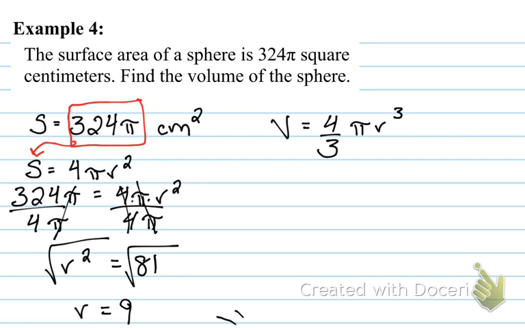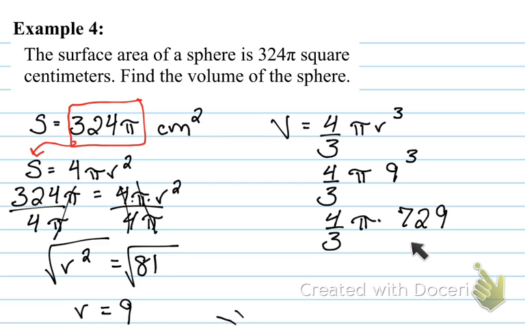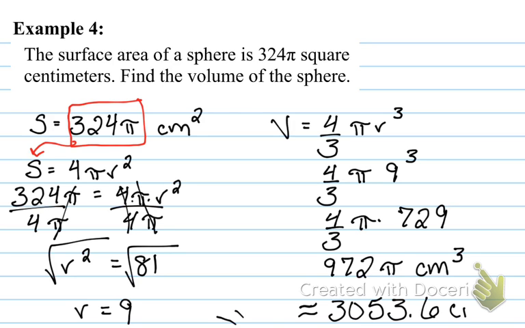Now I can plug it into my volume formula. 4/3 pi 9 cubed. So take 9 and cube it. 729. So 4/3 pi times 729. I'm going to take this 729 and multiply it by the 4/3. We get 972 pi. It's volume, so my units would be centimeters cubed. So let's do approximately 3,053.6 cubic centimeters. So there's the exact and there's the approximate.